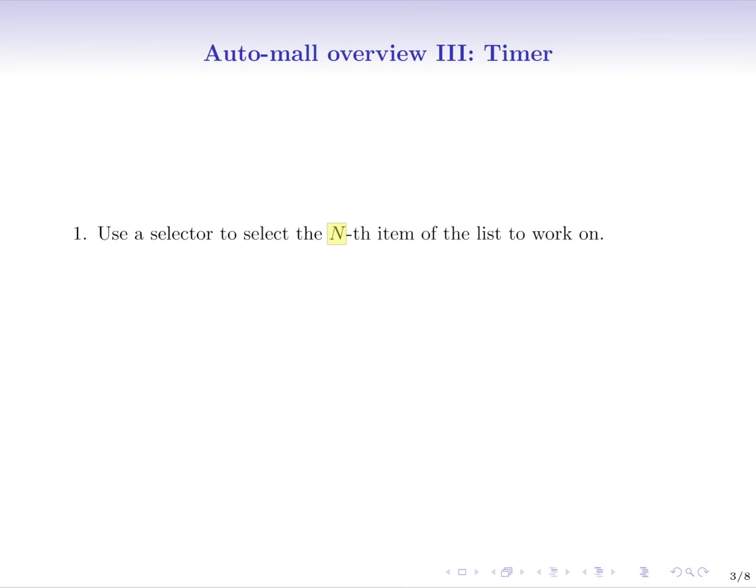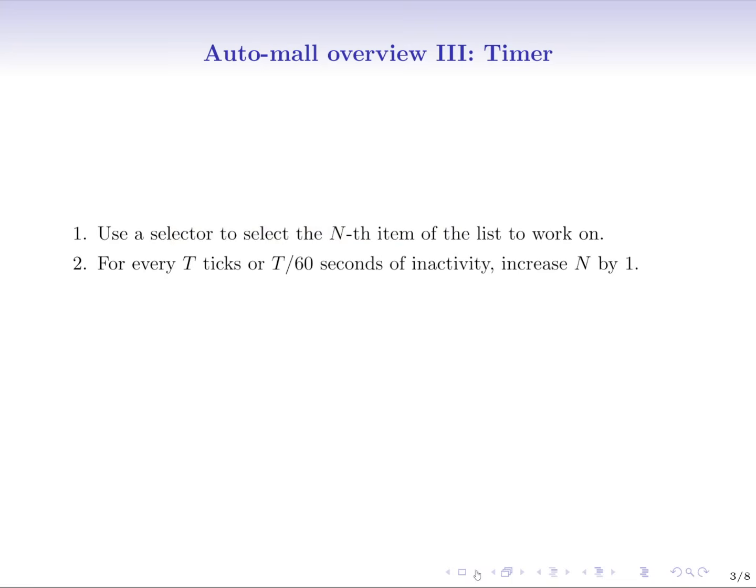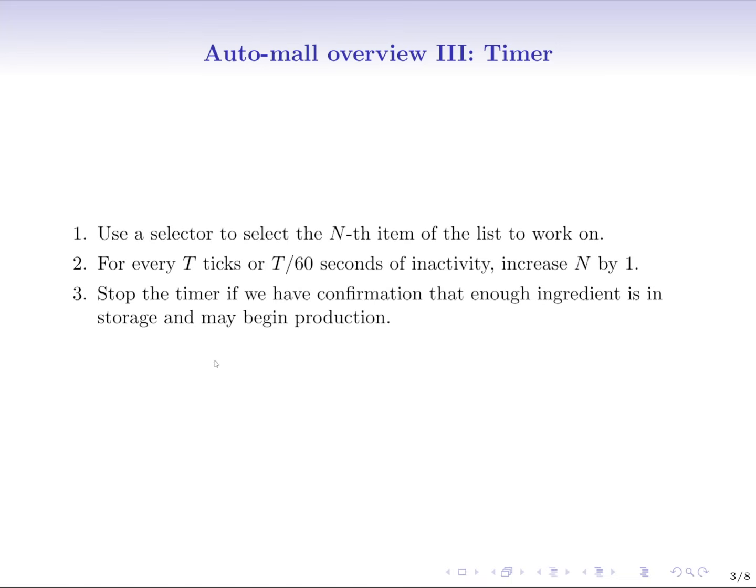Next, we have a timer that will allow us to loop through the requests that we've made. Say we start with the zeroth item, or the nth item, that we want to work on, and we set up a time such that after this many seconds, we go to the next item. So we increase n by 1, and we work on the next item. And if we see a confirmation that we have enough ingredients to make the item, we stop the timer and begin production. Afterwards, we just reset the timer and start again.